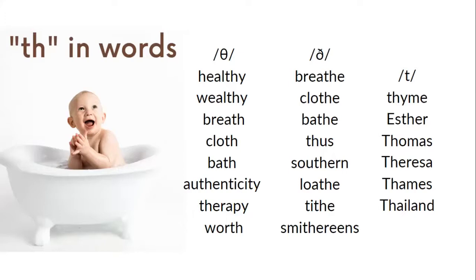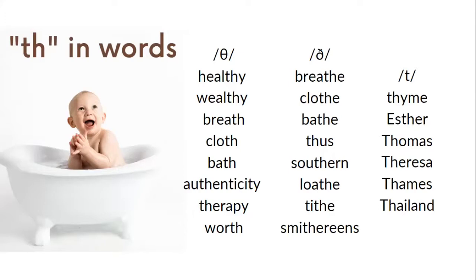Then smithereens. If there's anything you'd notice in the first three words, and then the words after southern, you have E at the end. Whenever E ends a word that has TH right before it, the sound would be the voiced th. So you shouldn't mistake breath for breathe, cloth for clothe, or bath for bathe. When the E ends these words, you'd have the voiced th sound.